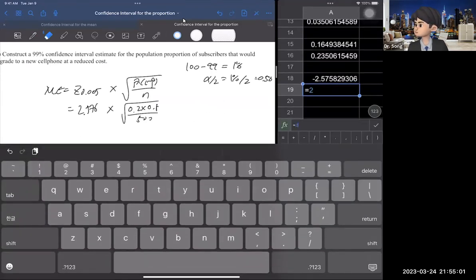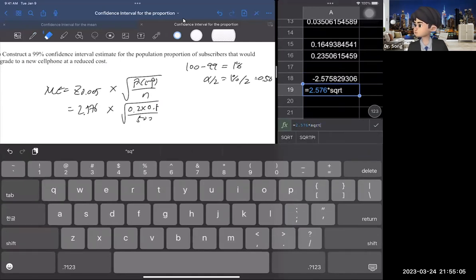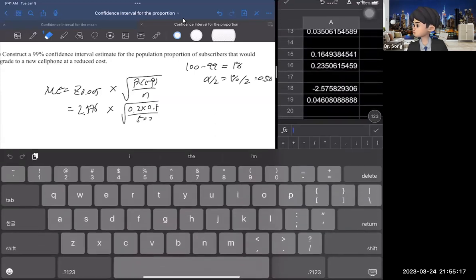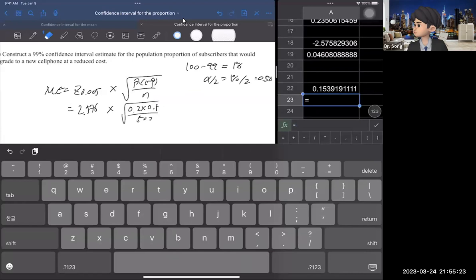So 2.576 times the square root of 0.2 times 0.8 divided by 500. Then the margin of error is 0.046 something. So 0.2 minus this margin of error gives me the lower bound, that's 0.1539. And 0.2 plus this margin of error gives me the upper bound.